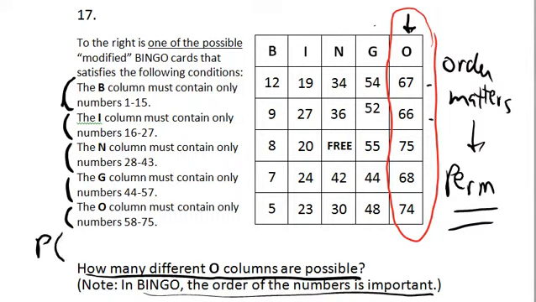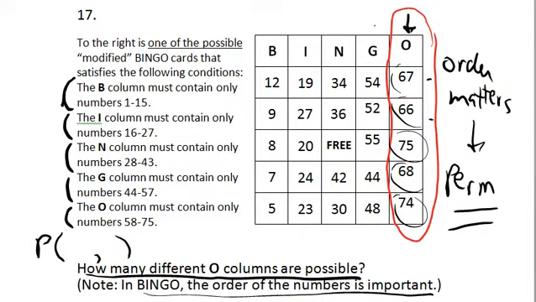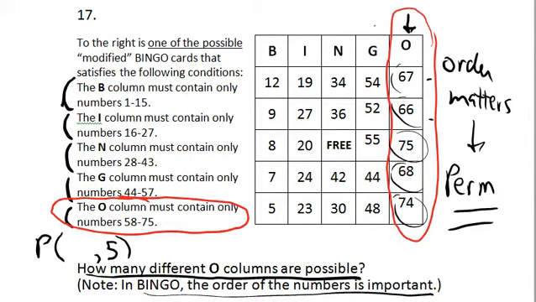Well, how many things? It's pretty easy to see that you're taking 1, 2, 3, 4, 5 at a time. So this is going to be 5. But what are you choosing from? Well, look back over here. It tells you that the O column has numbers between 58 and 75.